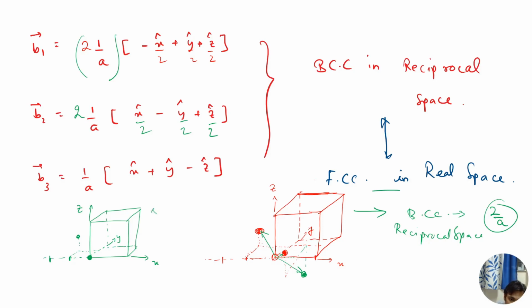Yes, sir. And this is minus x cap by 2 plus y cap by 2 plus z cap by 2. It is the body center of the cube which is along the minus x cap direction, this adjacent cube. Is that okay? Yes, sir. Yeah, this is the body center of this cube.